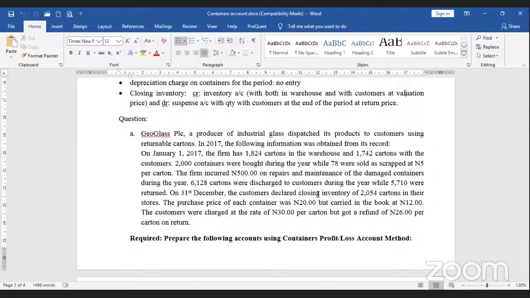What is the naira good? What is the book value? It's 12 naira. What is the charge out price? 30 naira. What is the returnable price? 26 naira. Yeah, you guys are good.